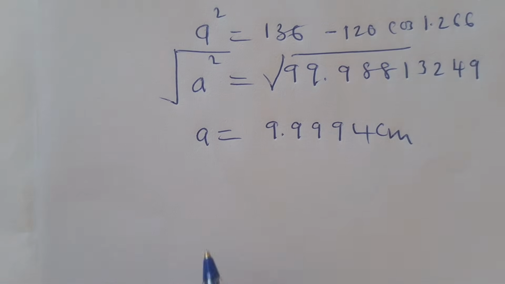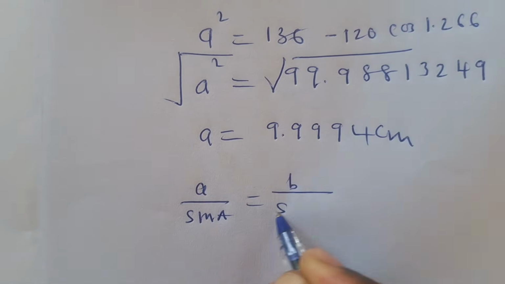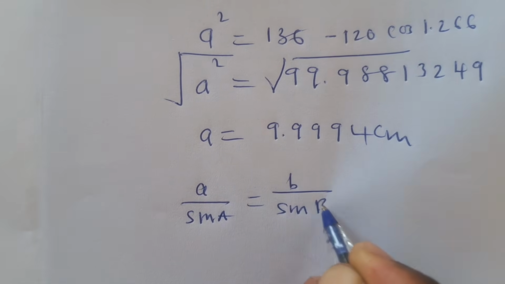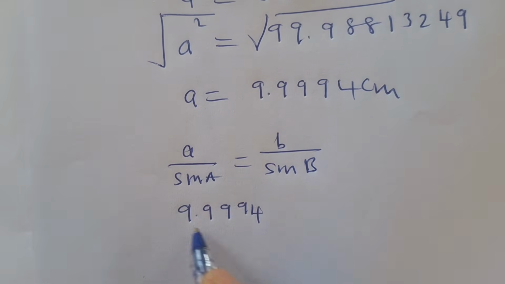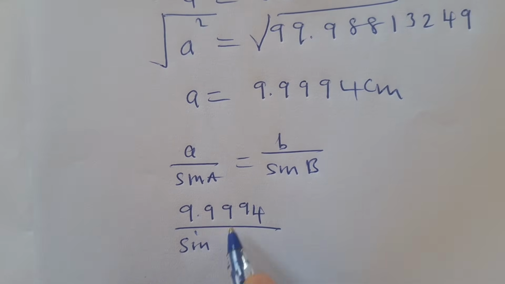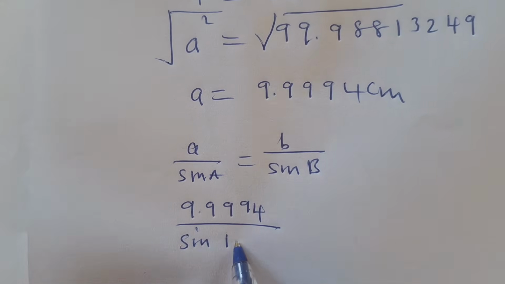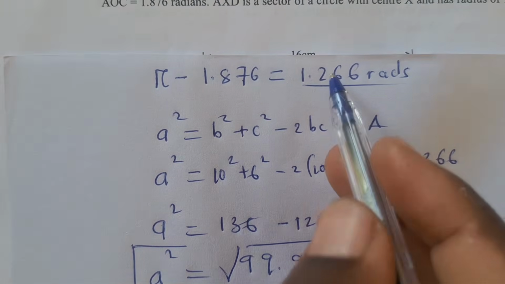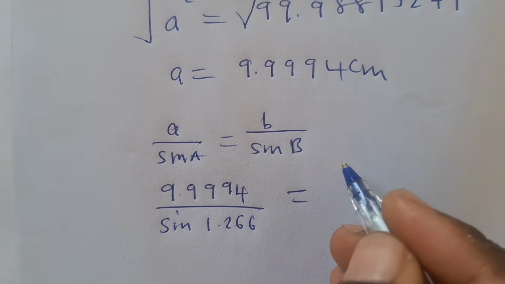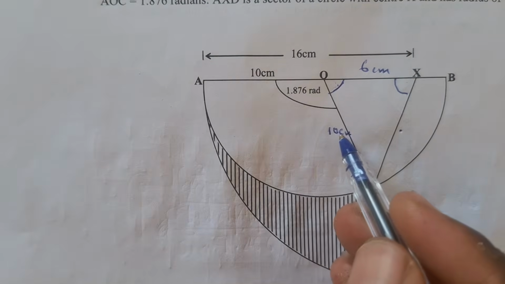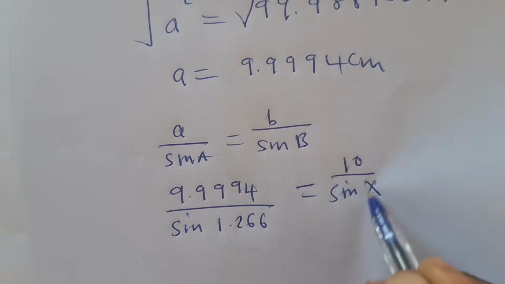So this over this is equal to this over this, the angle I'm looking for here. So I'm going to say, using sine rule, A over sine A is equal to B over sine B. So my A will be 9.9994 over sine capital A, which is this angle right here. That will be 1.266. This is what I found right here. So this is equal to B, which right here is 10, over sine x, over sine capital letter X.